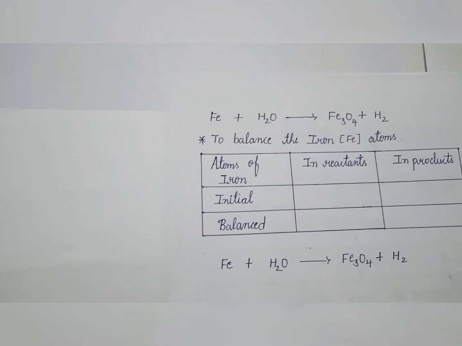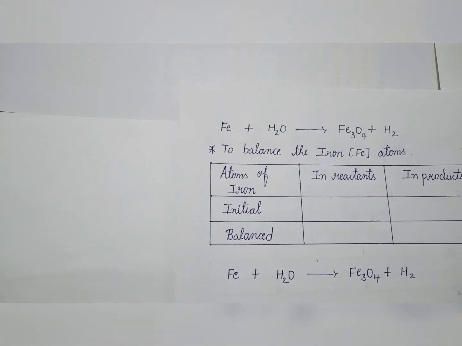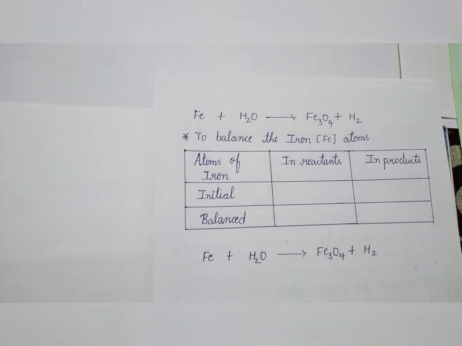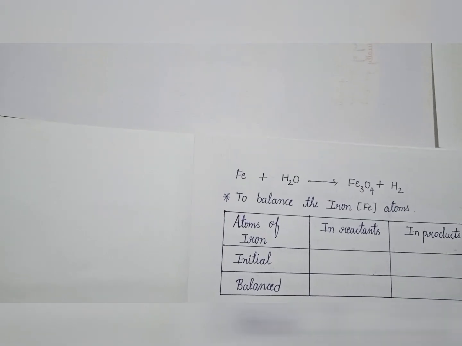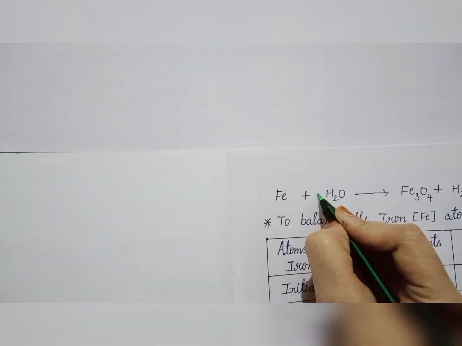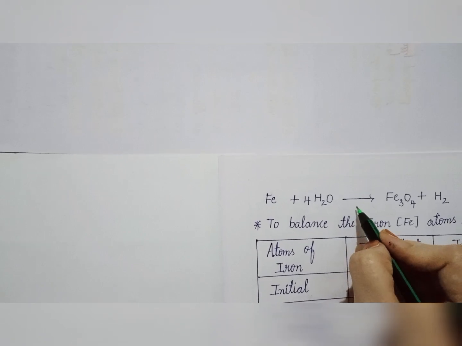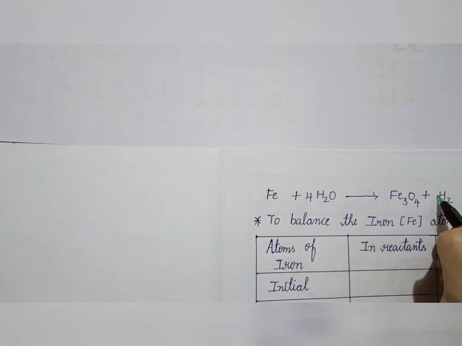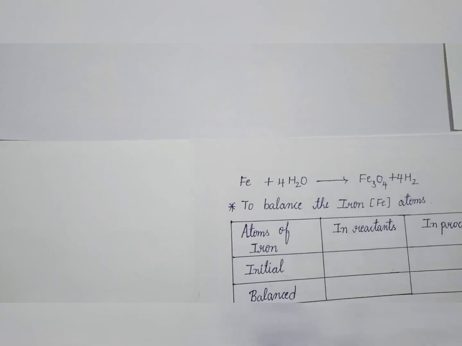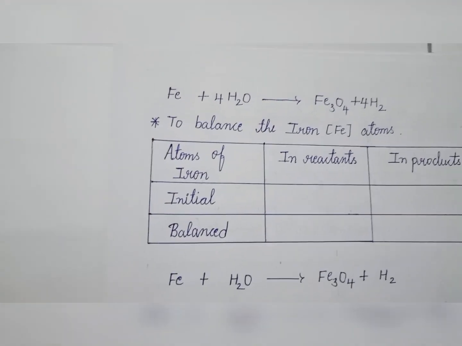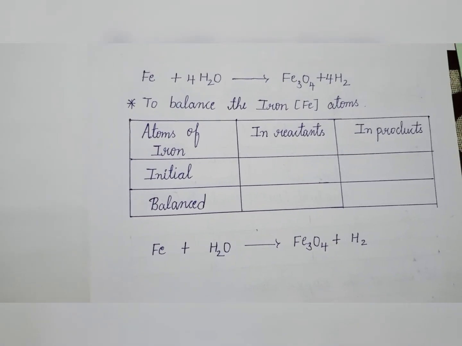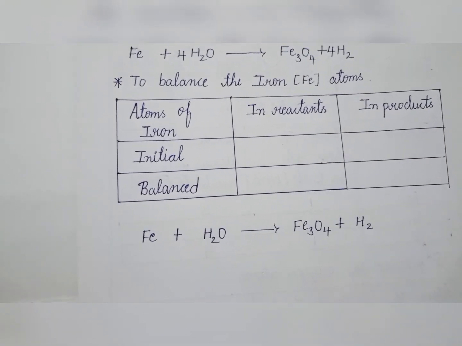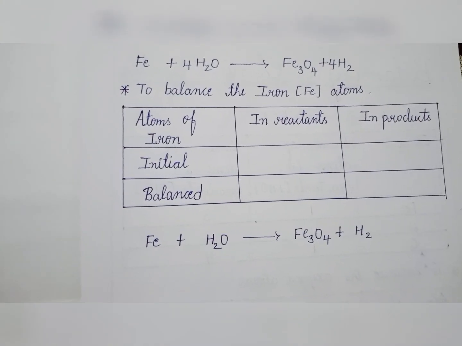So after balancing, the equation becomes like this: Fe plus 4H2O gives Fe3O4 plus 4H2. Now here the hydrogen atoms have been completely balanced. Now we move on to the iron atom. Now we have to balance the iron atoms.